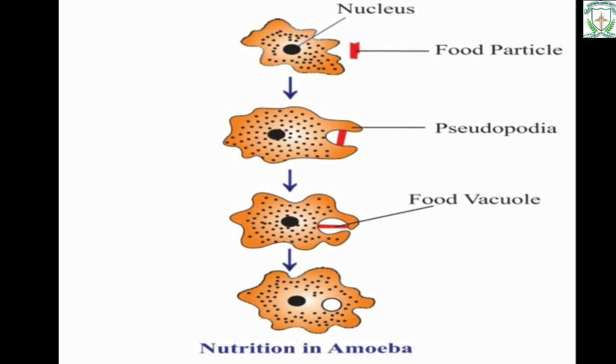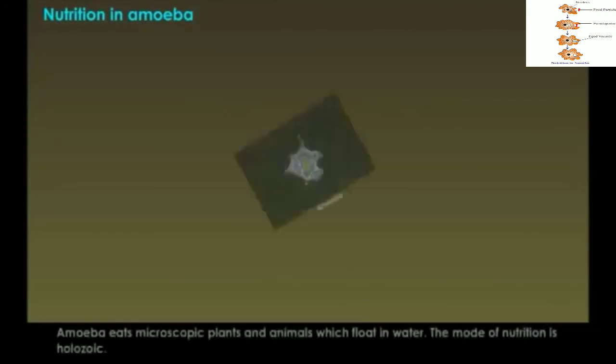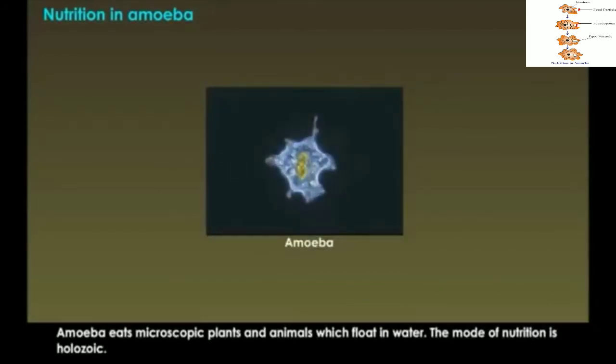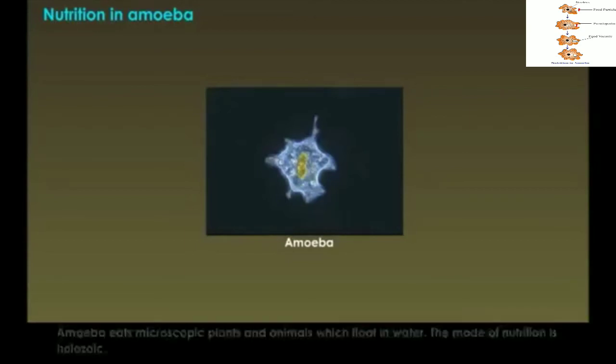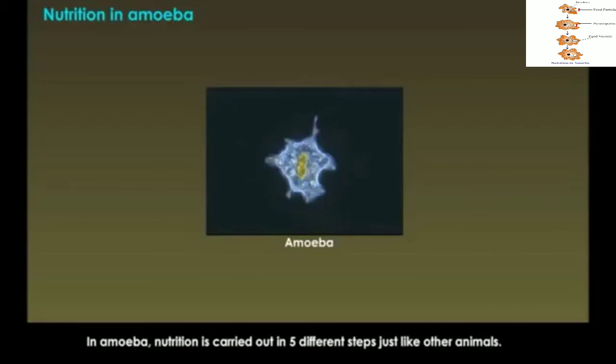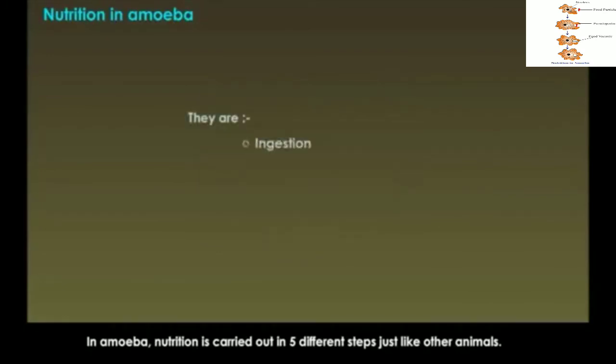Children, watch this video. Nutrition in amoeba. Amoeba eats microscopic plants and animals which float in water. The mode of nutrition is holozoic. In amoeba, nutrition is carried out in 5 different steps just like the other animals. They are ingestion, digestion, absorption, assimilation and egestion.